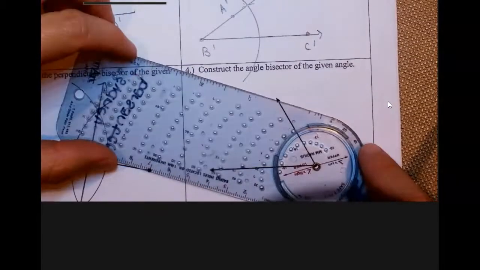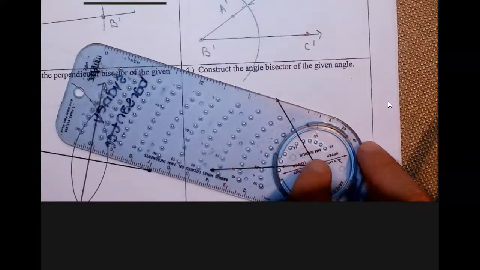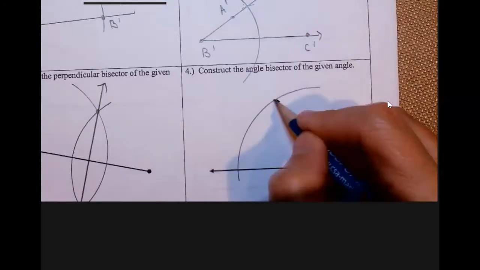Okay, the last construction is constructing the angle bisector of the given angle. So we're going to start by making an arc that intersects both sides of that angle. We can pick anything we want. I'm going to pick a 40. Then from this point right here and this point here, I'm going to go the same distance. And again, you can pick any opening you want.